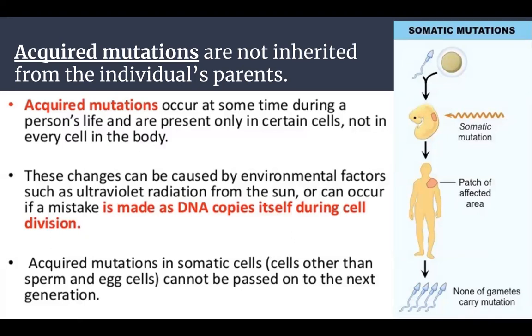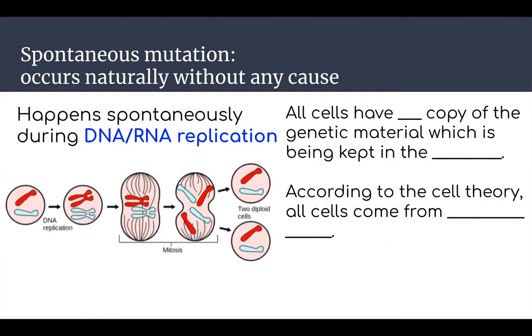So, acquired mutations, they're not inherited from the parents. If you have the spontaneous type, it means that it randomly happened without any causes. And where and when usually does that happen? Well, it happens during a process called DNA or RNA replication.